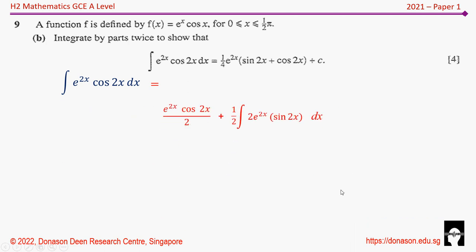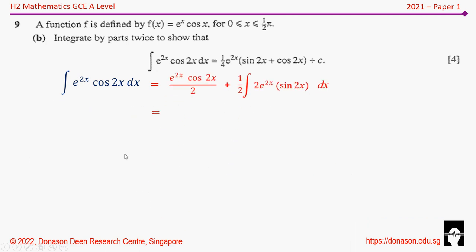So now let's keep this step over here and work on it further. This part we are not going to do anything to: e to the power of 2x cosine 2x over 2, and then here we have the half. Now for this part, we need to do integration by parts once again. That's why the question indicated to integrate by parts twice. Even if they don't tell you that, this is exactly what you need to do. You've got to do it once more. So let our u be sine of 2x.